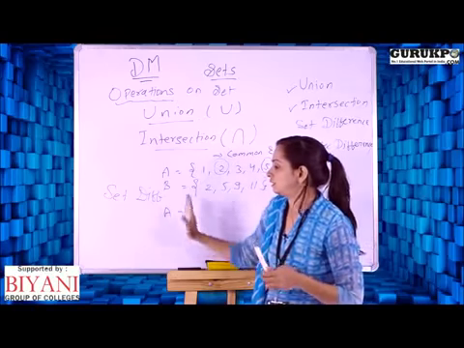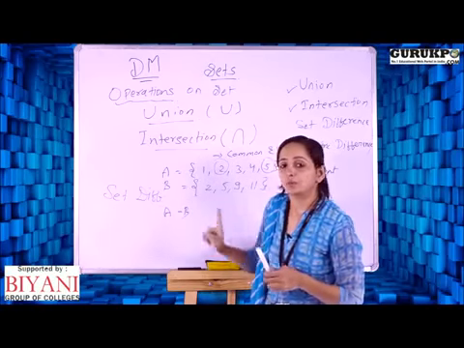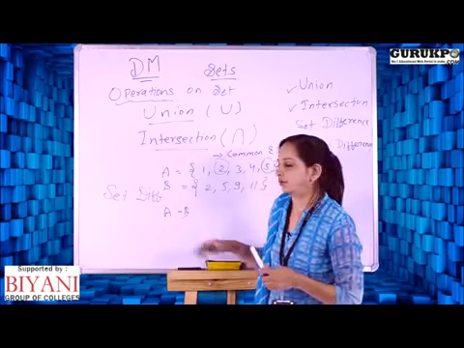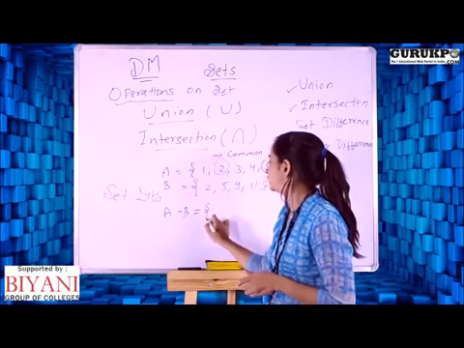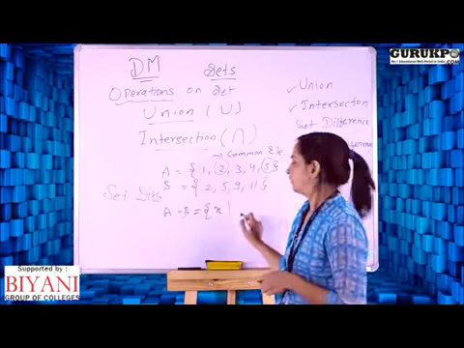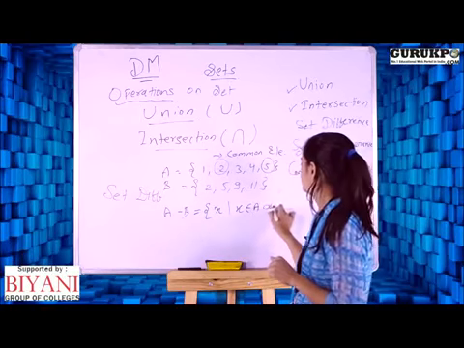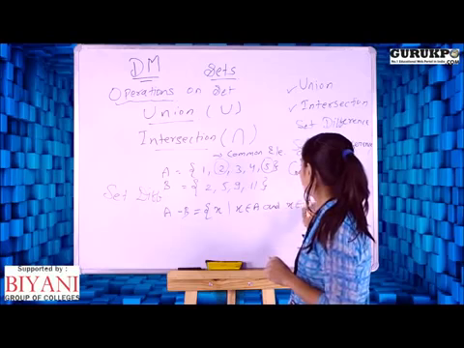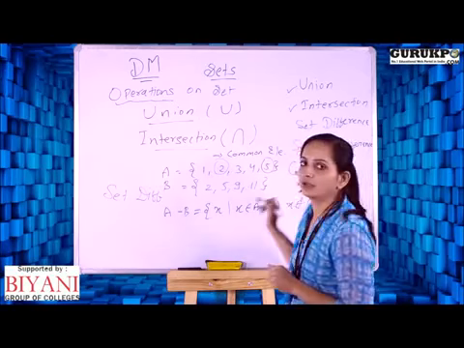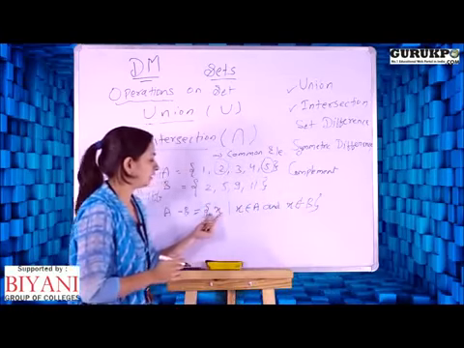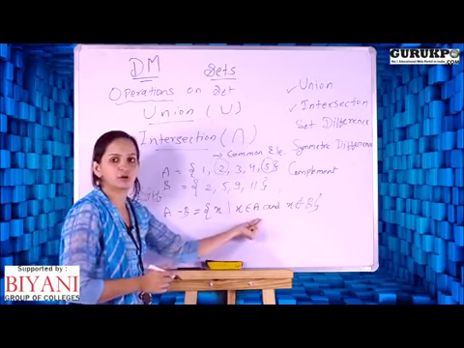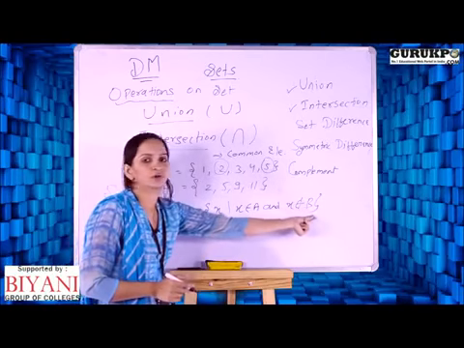That means all the elements which are present in set A but they are not present in set B. If I write it mathematically, it is X, where X belongs to A and X does not belong to B. What is the definition of A minus B? A minus B is X, where X belongs to A but X does not belong to B.